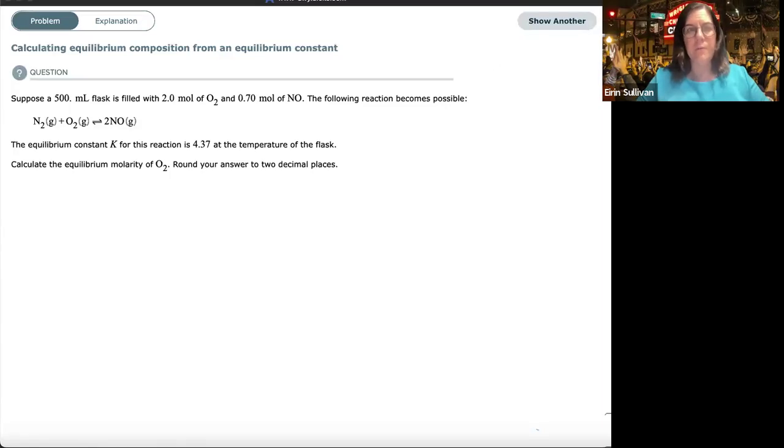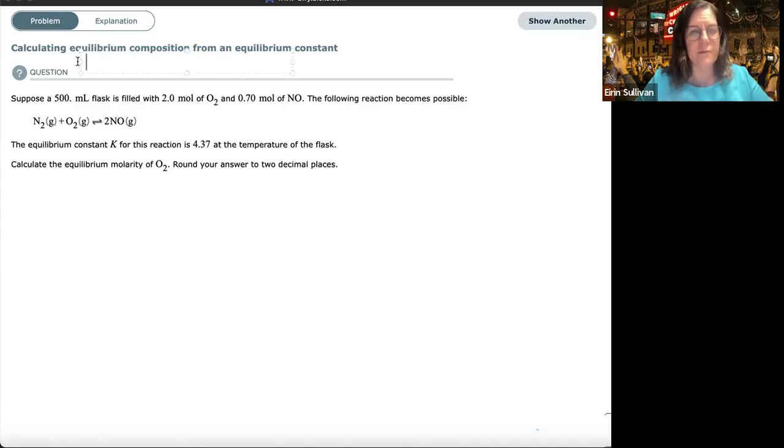Calculating equilibrium composition from an equilibrium constant. Okay, so the first issue we have right here is we've been given the initial number of moles of two species in our balanced equation, but we haven't been given the concentration. So, we're going to have to calculate the concentrations first.